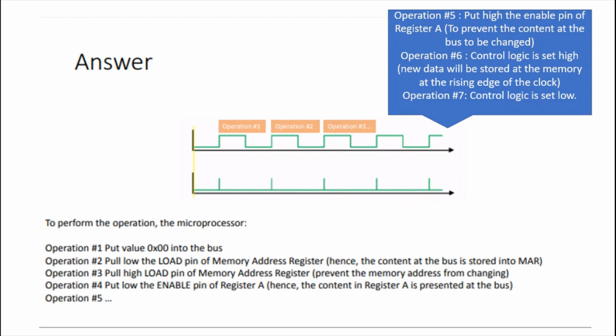Operation 6 is that the control logic is set high so that the new data will be stored in the memory at the rising edge of the clock. And for operation 7, the control logic will be set low again. So as you can see, only operation 2 and operation 6 need a clock cycle. So in conclusion, only 2 clock cycles are needed.